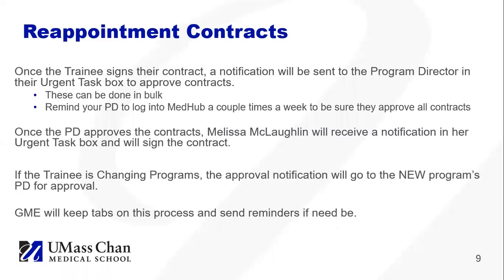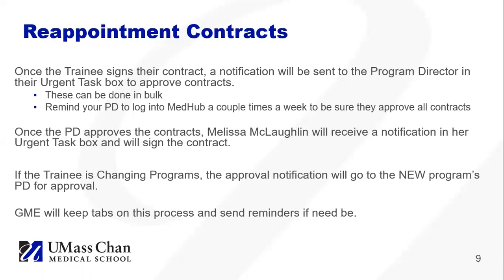Once the trainee signs their contract, a notification gets sent to the program director to approve contracts. These can be done in bulk. Please remind your PD to log in a couple of times a week to make sure they approve all contracts. Remind your trainees to sign them. We follow along. I check them off once they get signed in my big, huge spreadsheet. So we're on top of it, but make sure that's getting done.